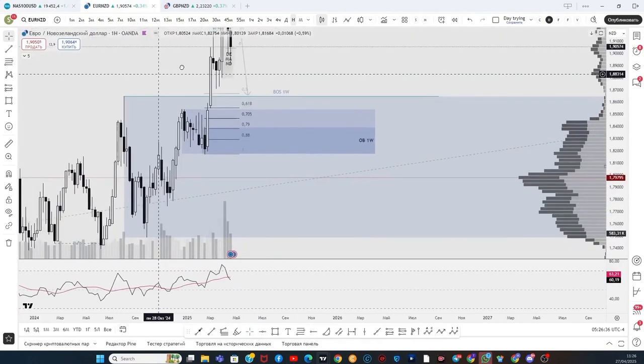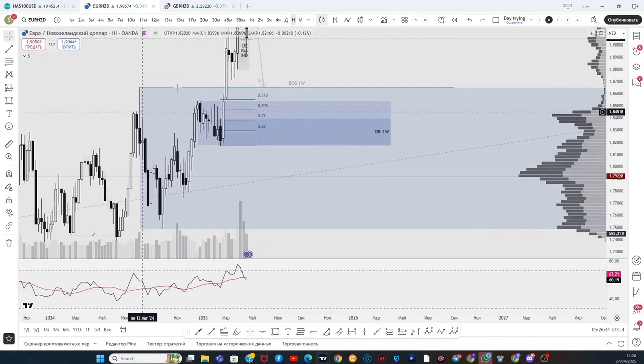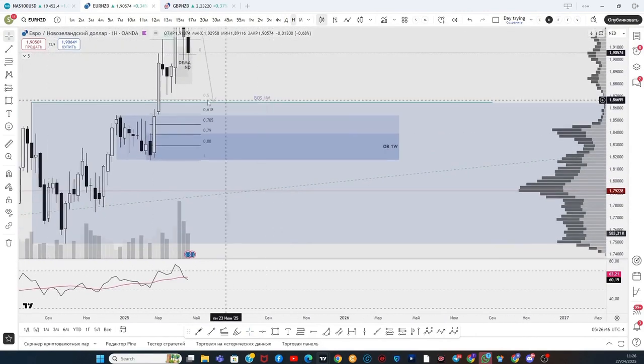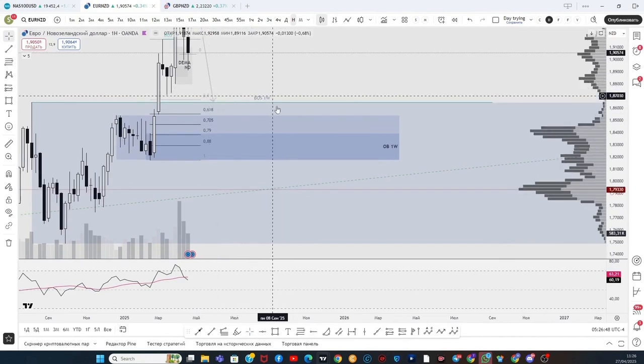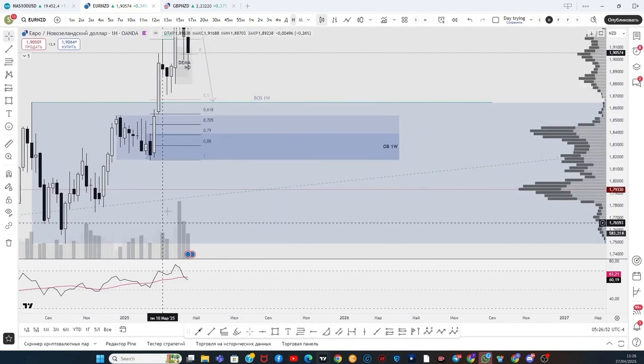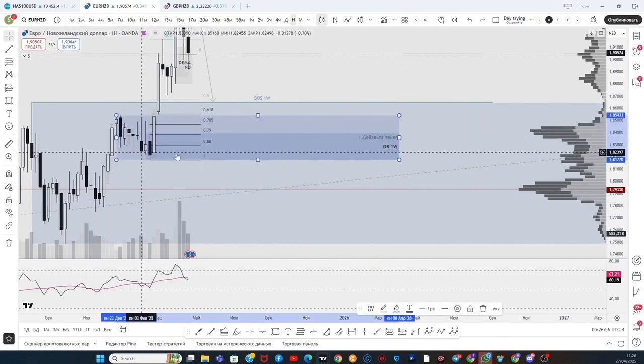Let's move on. Euro New Zealand dollar, 1 week time frame. On the 1 week time frame, we have a structure break. This is our weekly boss. This is our monthly demand. This is our weekly demand.